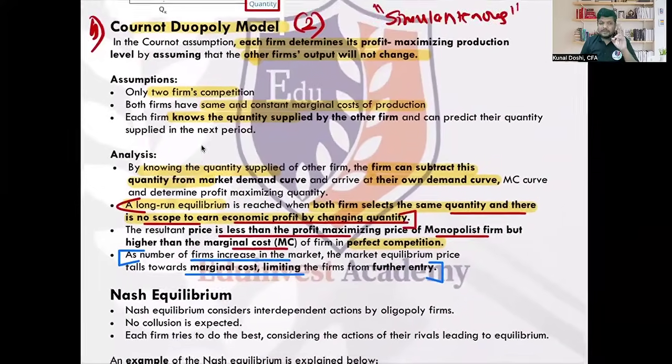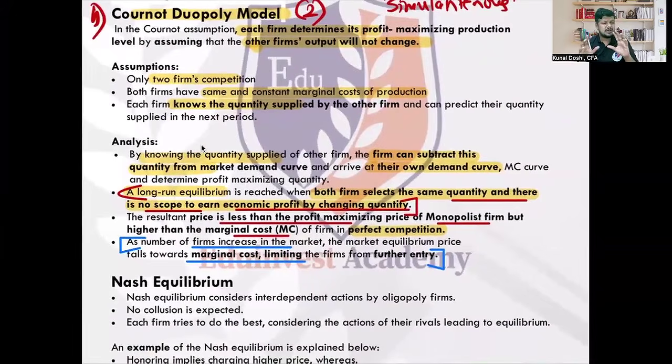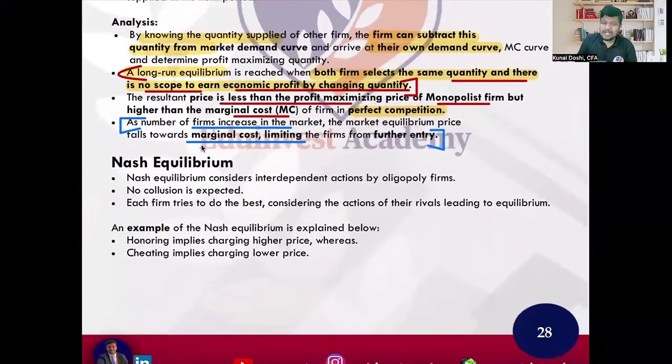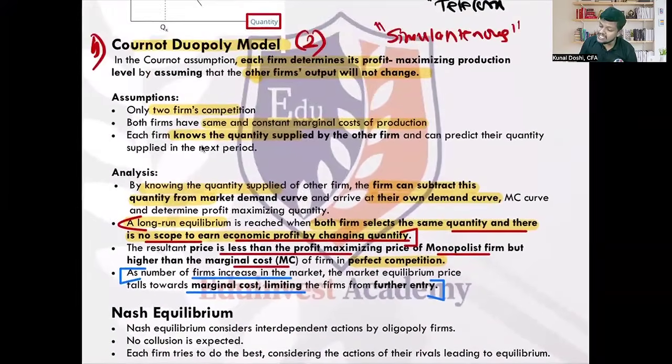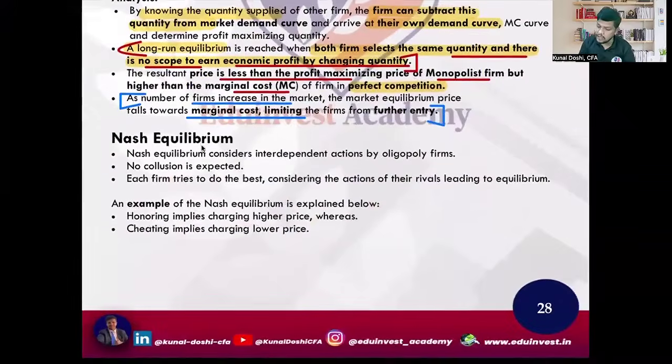So comparatively, duopoly market is very easy. There are only two players. Now, what you need to remember from the exam point of view, one thing, that they make the decision simultaneously. They look at each other and then make the decision of production.